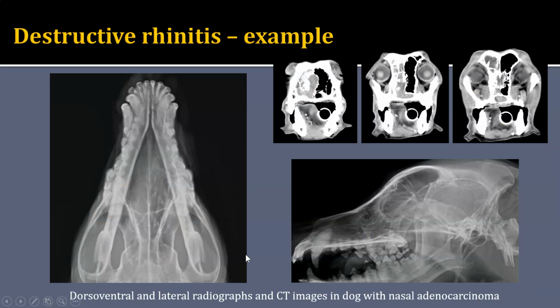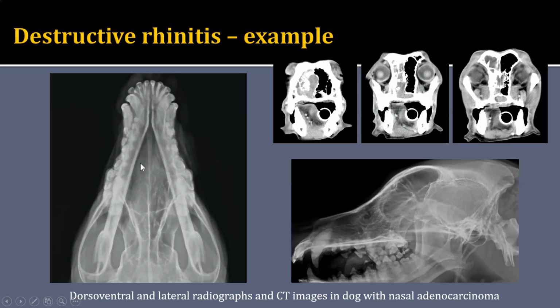Here's another example of a dog that has destructive rhinitis that is from a nasal tumor, nasal adenocarcinoma. In this patient, unfortunately, they only obtained the closed mouth ventrodorsal view, and you can see why this isn't as beneficial of a view because the mandible is superimposed over a lot of our nasal passages. However, in this dog, we can still see that there is increased soft tissue opacity that is predominantly right-sided.